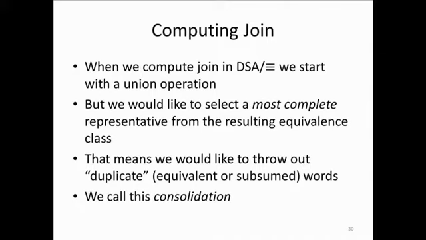But we want to really compute join. And more than that, we want to be able to get a result for join that's informative. Because if we start with the union operation, then we might get something that has redundant paths. And we want to look at a most complete representative, or the most complete that we can get from the equivalence class that we're now representing.